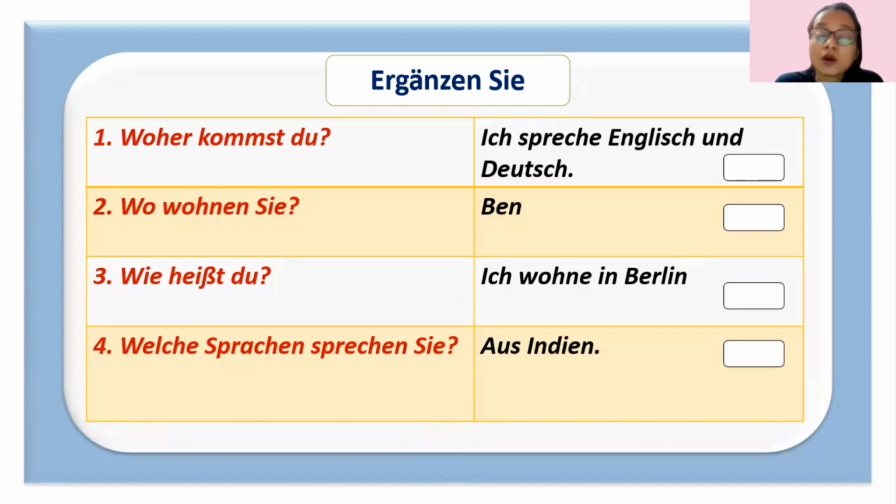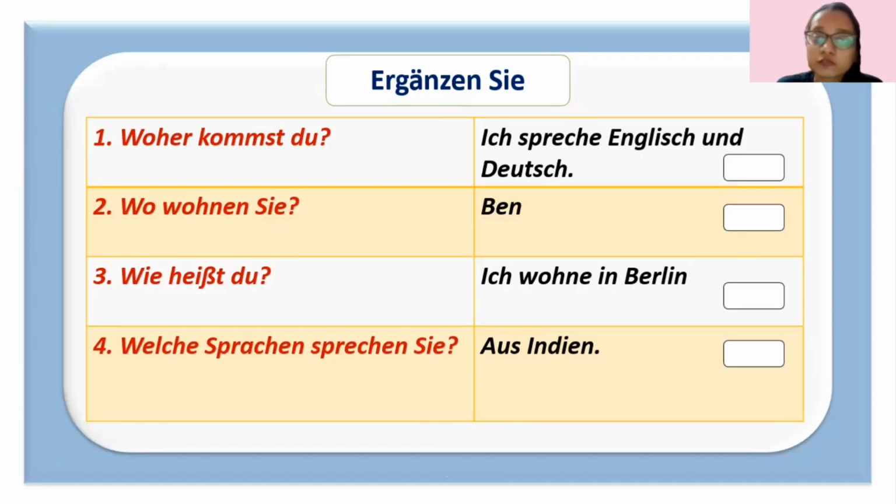Number 2. Wo wohnen Sie? Wo means where, wohnen means live, Sie means you. So where do you live? We never translate do. Do, which is our English word, we never translate this in German. We will learn the rules later. Wie heißt du? What is your name? And number 4 is welche Sprachen sprechen Sie? Sprachen means languages, sprechen means to speak, Sie is you. So which languages do you speak?